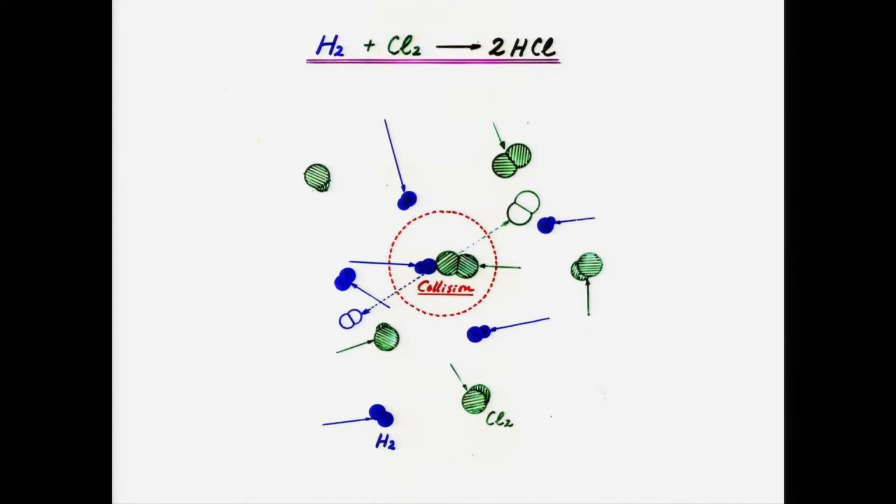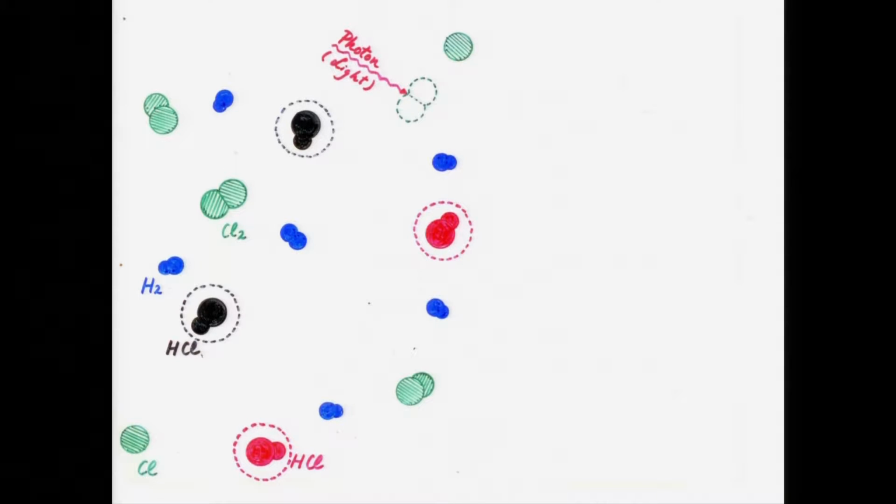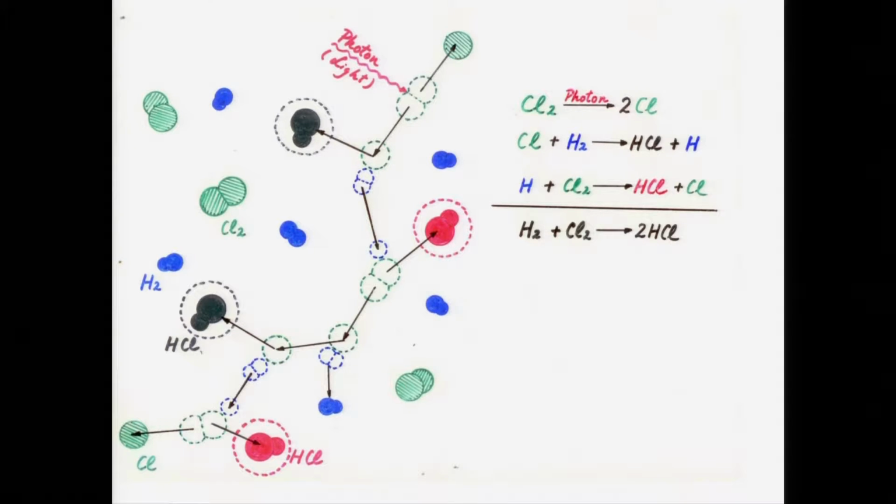On the other hand, if you shine the light, chlorine will dissociate, so new molecules will be produced. Sometimes hydrogen chloride could be cold, sometimes could be warm. There's some chlorine and hydrogen left over. If you can follow the trajectory of the atoms and molecules, that's what you might see.